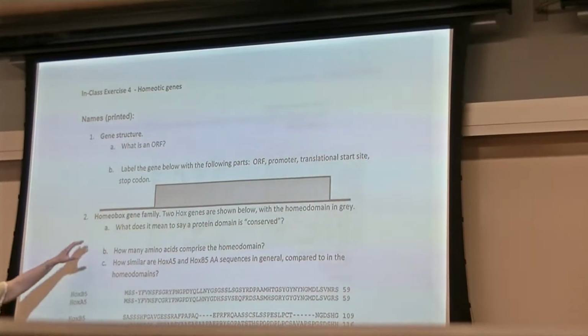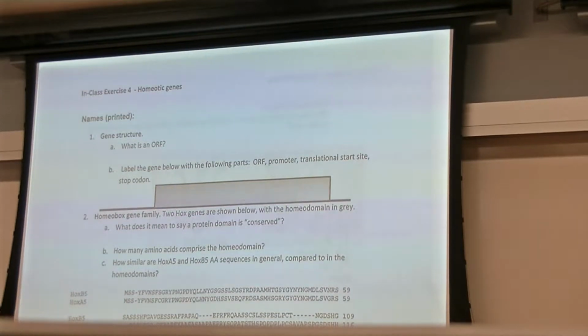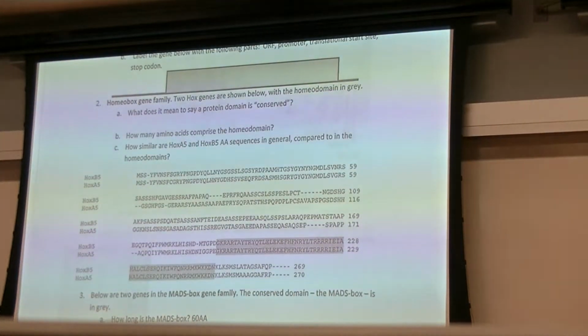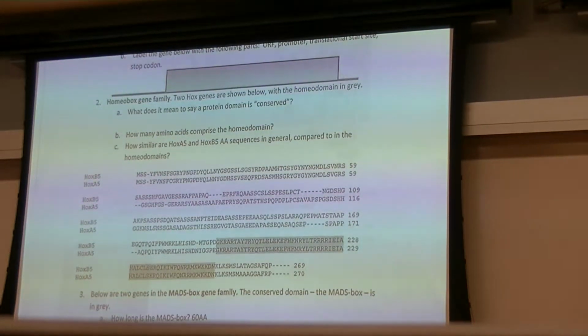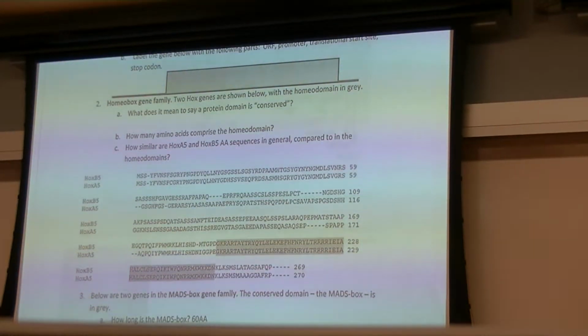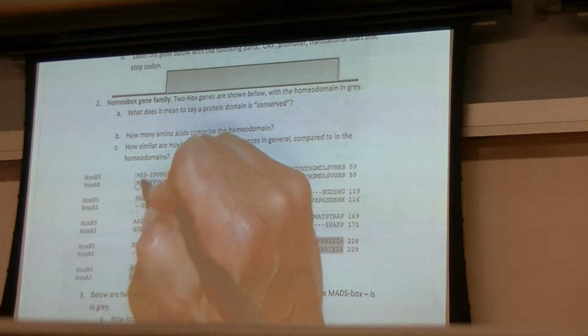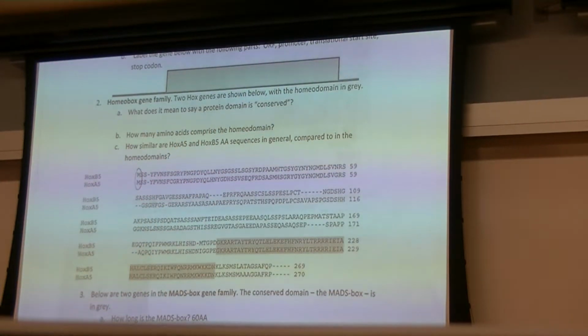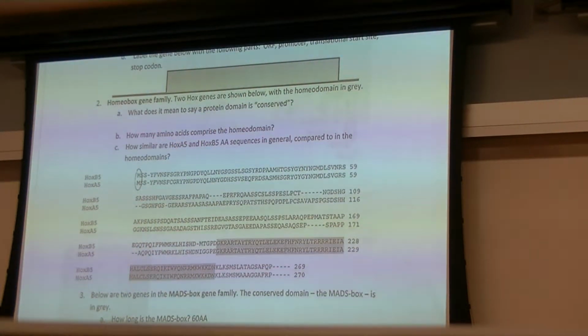Okay, then we get to an actual example here where we have two HOX genes, and their names are HOX B5 and HOX A5. And notice that they start with methionine. That's your first amino acid in the open reading frame. And then we're looking at an alignment here with the homeodomain shown in gray. So the first question was, what does it mean to say that a protein is conserved?